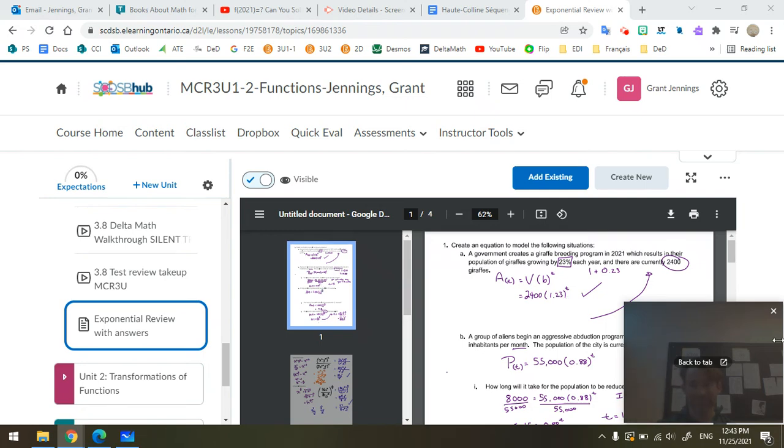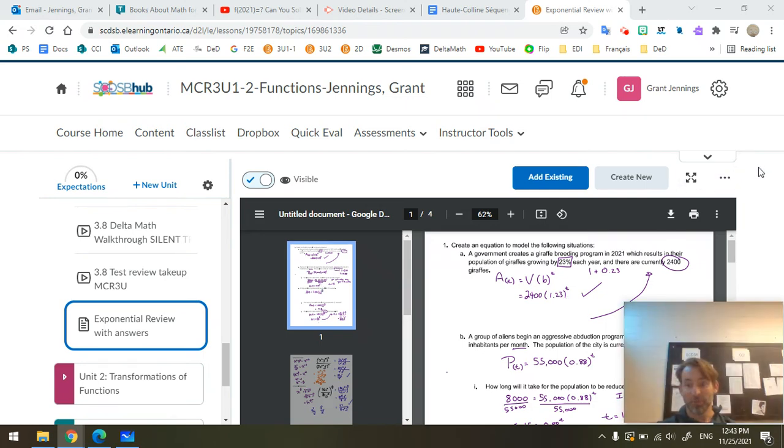Hi, team. I promised you that I would look at question 12 from page 196. It's chapter 3.5 in the textbook today, and I'll give you some insight on that. So let's go ahead and take a look at that right now.